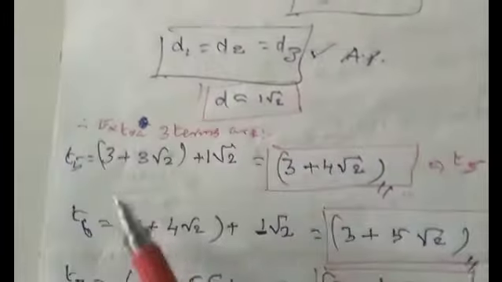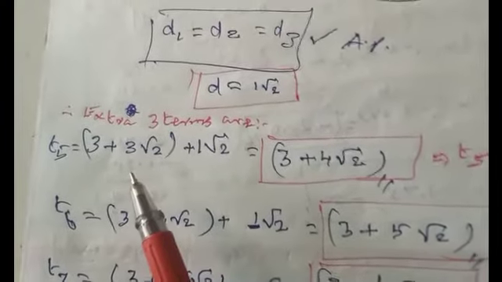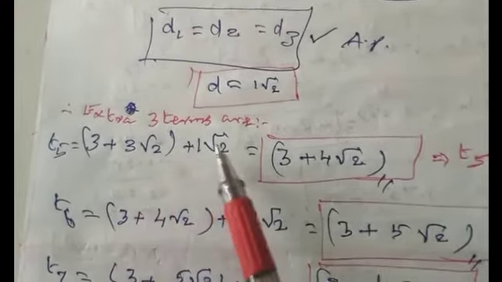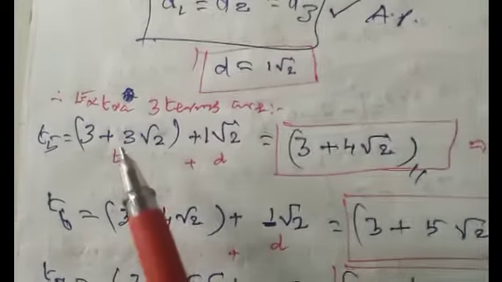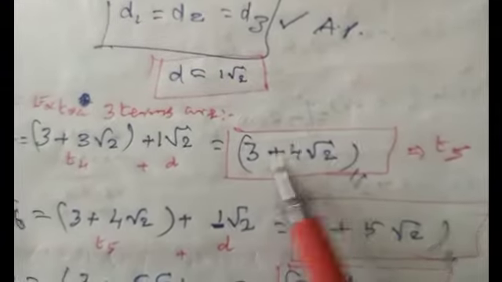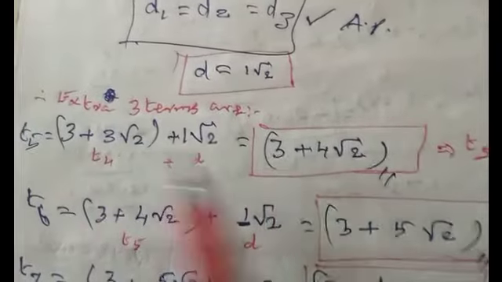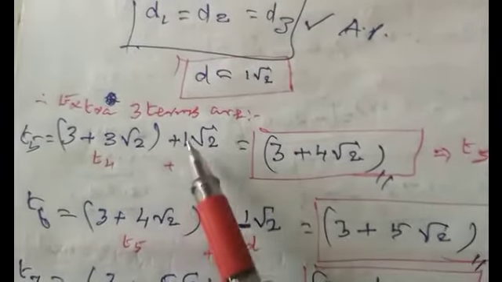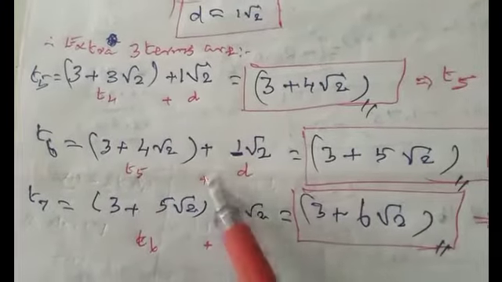So for the extra 3 terms, we need T5, because we have up to T4. Now T5 is equal to T4 plus the difference. So T4 is 3 plus 3 root 2, plus 1 root 2. The 3 stays as it is, and 3 root 2 plus 1 root 2 is 4 root 2. Okay, this is T5.